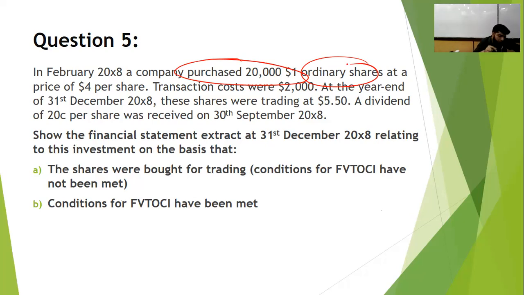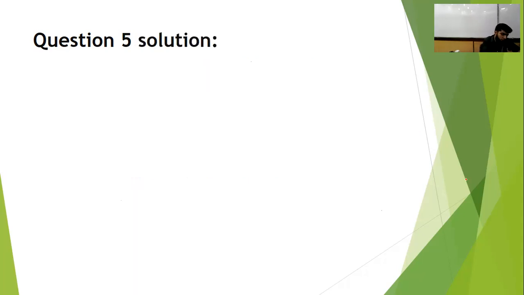First of all, we will be assuming the shares were bought for trading. It means we will be using fair value through P&L. That is, conditions for fair value through OCI have not been met. And in the next scenario, we will solve this question with fair value through OCI. So first of all, let's solve the question with the requirement fair value through P&L.